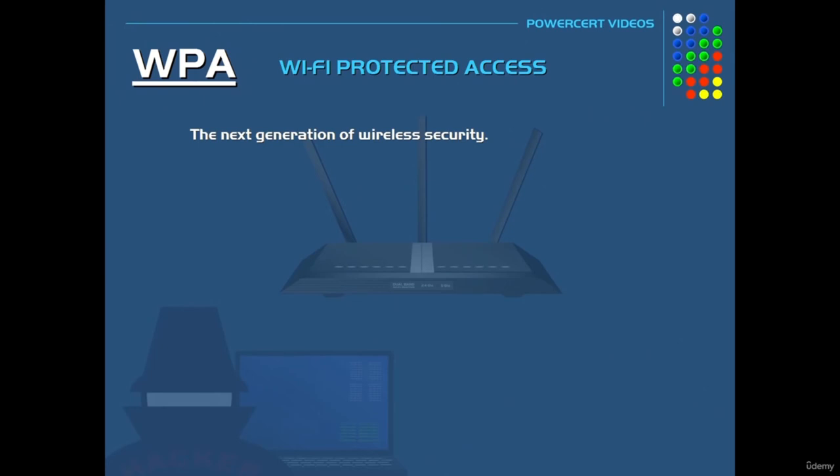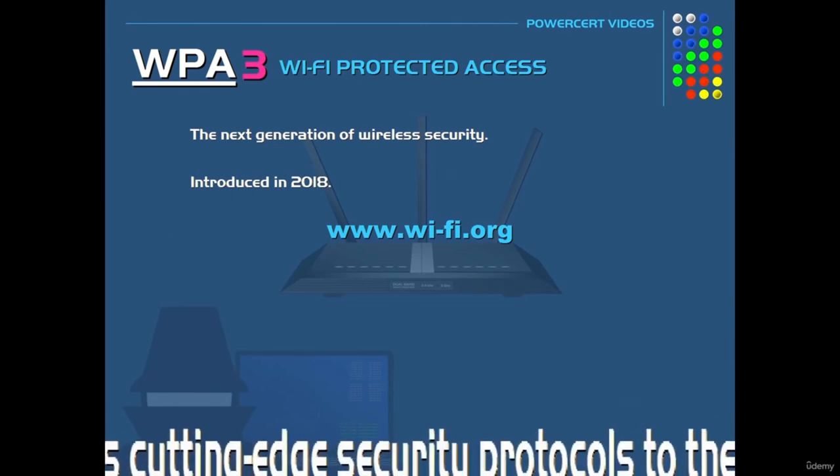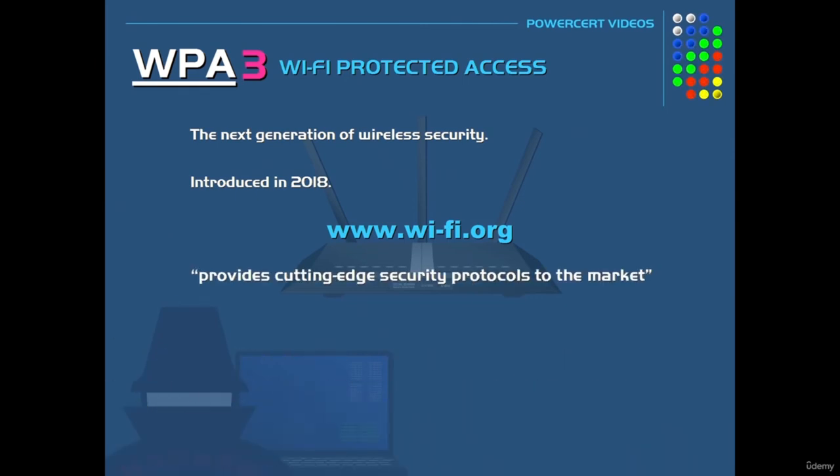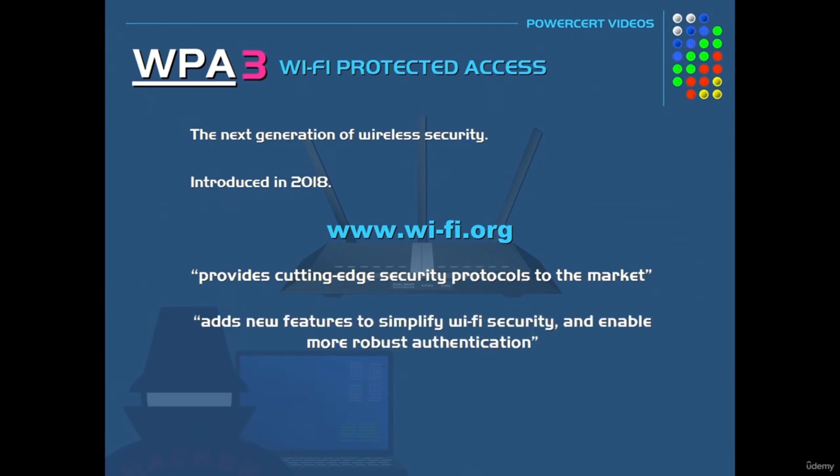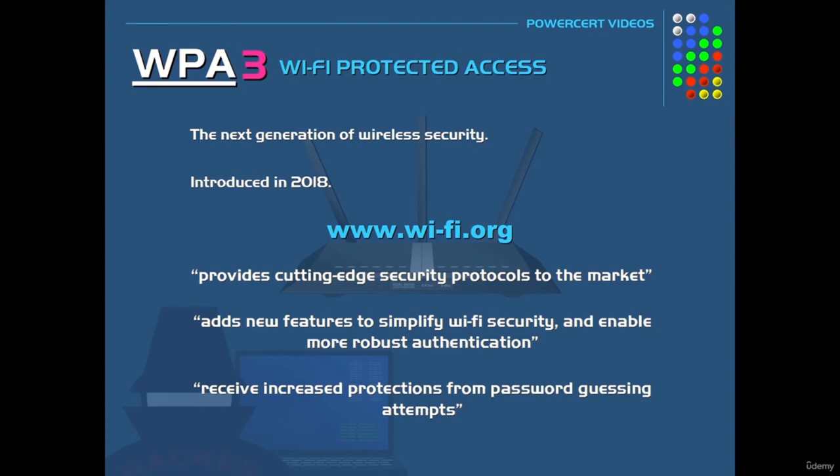Now, the next generation of wireless security is WPA3. WPA3 was introduced in 2018, and according to the official Wi-Fi website, wifi.org, WPA3 provides cutting-edge security protocols to the market. It adds new features to simplify Wi-Fi security and enable more robust authentication. And it will receive increased protections from password guessing attempts. Now, WPA3 won't be available on every Wi-Fi router that you purchase today because it was just introduced last year. However, you will start to see it more and more on Wi-Fi products in the next few months.